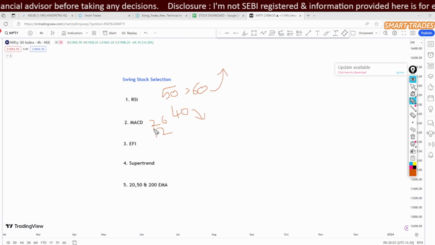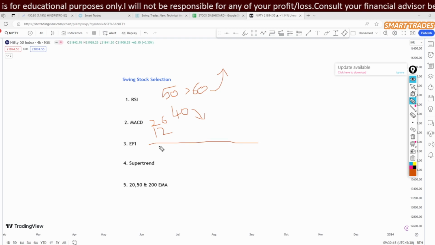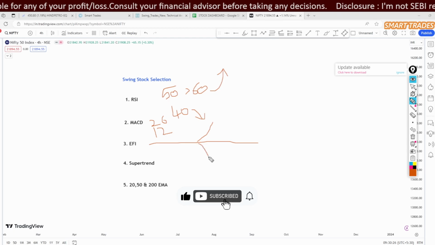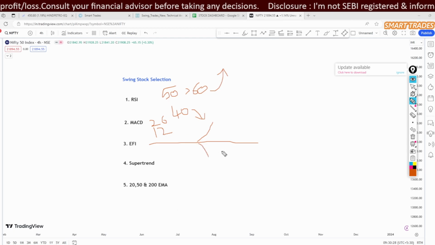Next one is the Elders Force Index. It is an index which measures the amount of power used to move the price of the financial instrument. It shows the force index. There will be a line on the Elders Force Index. If it is above this line, the stock will be bullish. If it is below this line, the stock will be bearish. We'll discuss in detail, and I'll show how to set up these indicators in the charts and how to set up a screener to select these stocks as well.